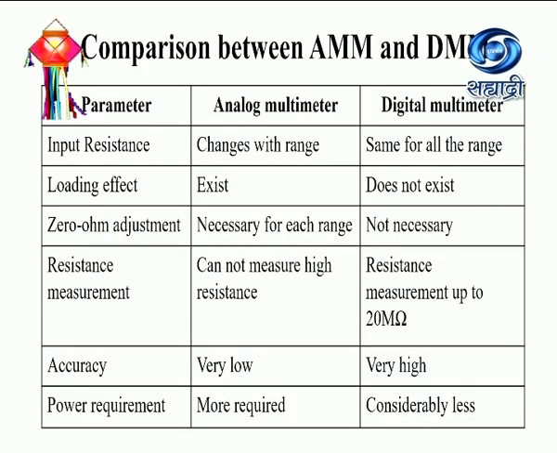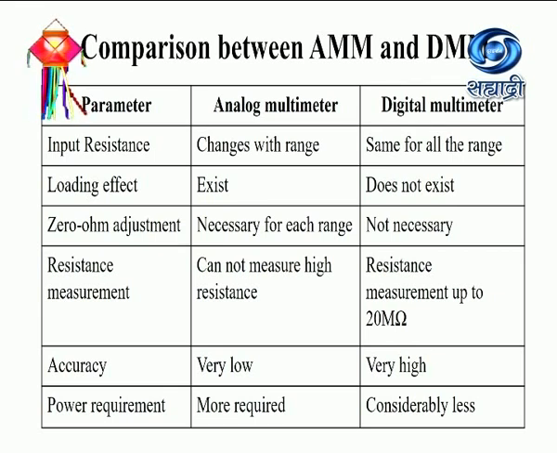Comparison between AMM and DMM, that is the comparison between analog multimeter and digital multimeter. If you consider the first parameter, input resistance, then in analog multimeter it changes with range, but in digital multimeter it is the same for all the ranges. That's why input resistance is very important. Second parameter is loading effect. There is some loading effect in analog multimeter and it does not exist in digital multimeter. So that's why there is no loading effect in the digital multimeter.